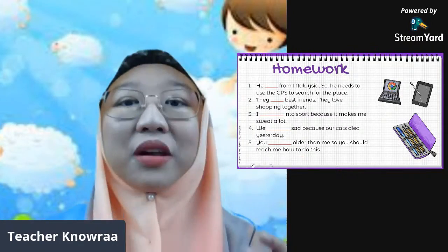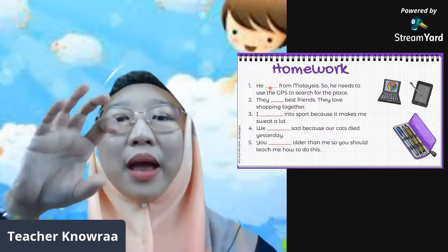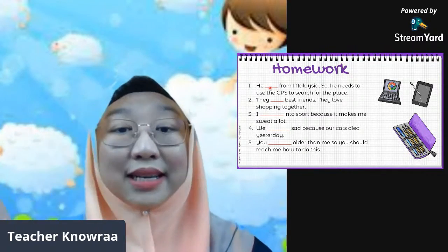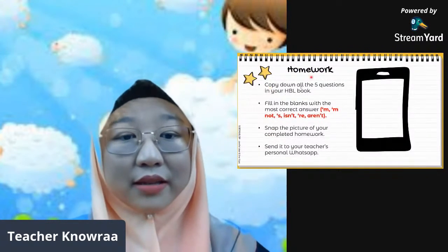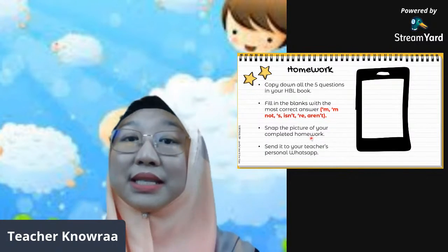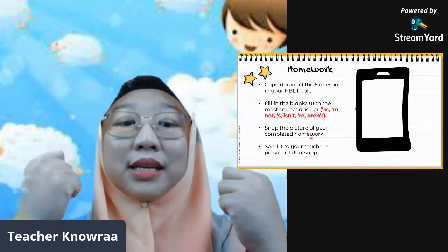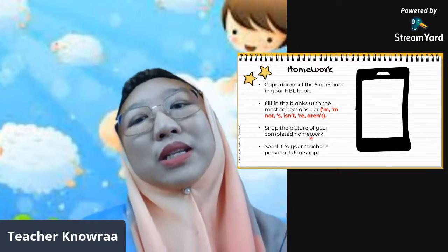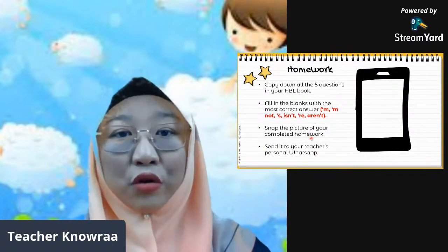Okay? Very simple, very easy. Kena isi dengan apostrophe M or apostrophe M not. Apostrophe S or isn't. Apostrophe RE or aren't. Tu je. Pilihan dia. Okay. Then, snap the picture of your completed homework. Bila dah siap, when you have finished your work, snap the picture, take the picture, and then send it to your teacher's personal WhatsApp. Send it to me. Okay, my personal WhatsApp. As usual, not in the group. Okay.